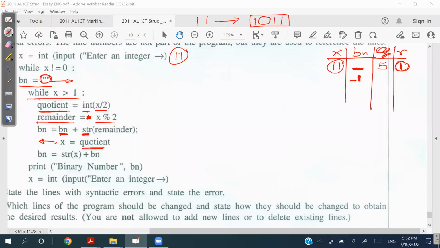Then the quotient is assigned to the x. So the quotient means 5. Instead of 11, now 5 is given to the x. And then it says, make the x a string and concatenate it with the bn and assign it to the bn.